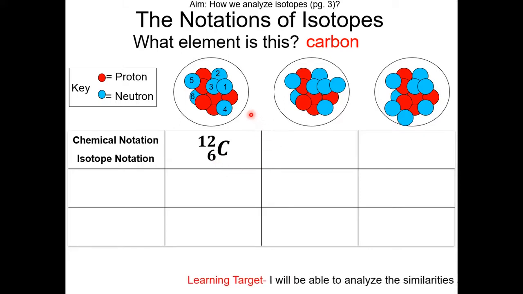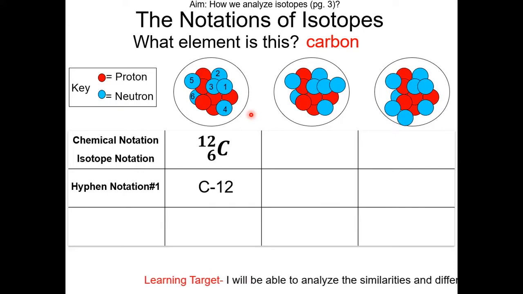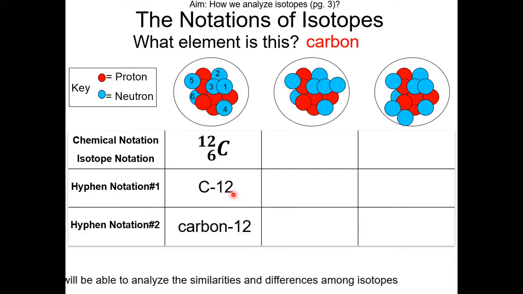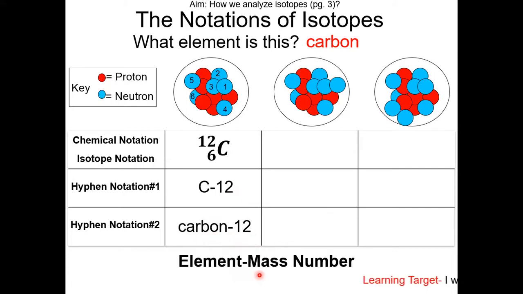Another way we can write this is the hyphen notation. This is C-12. You write the element symbol, then a dash, then the mass number. Another form is carbon-12. You write the name of the element, then a dash, then the mass number. This is the format of the hyphen notation.